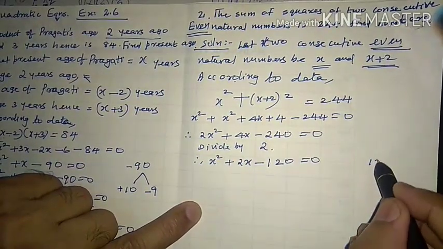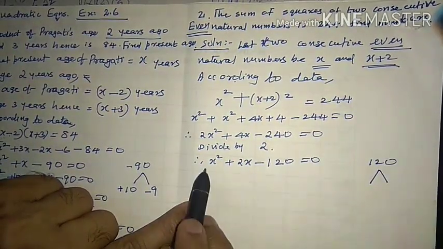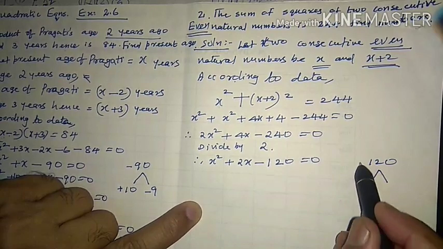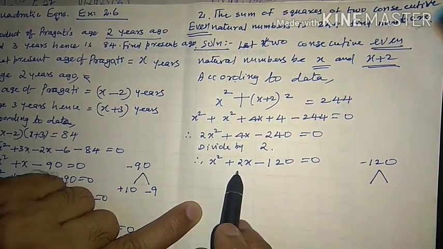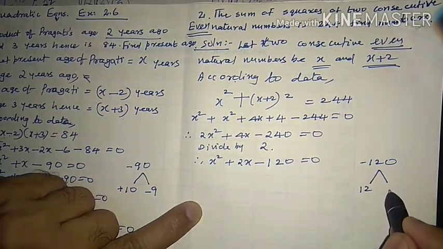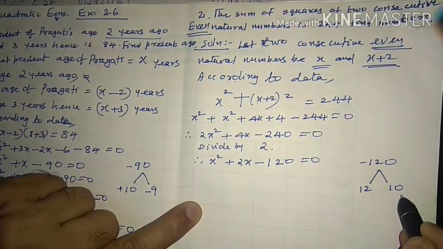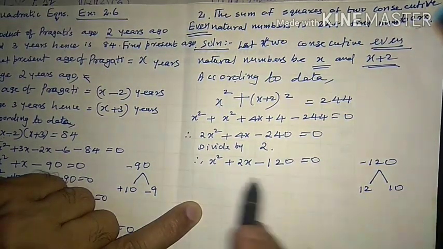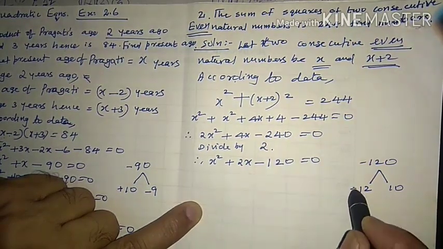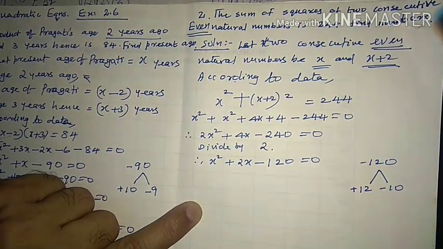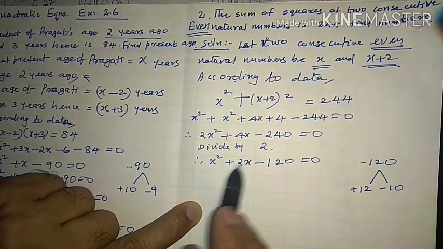Now we have to factorize 120. Product is 1 into minus 120, and the difference is plus 2. It's very clear: 12 and 10. 12 minus 10 is 2. So plus 12 and minus 10. Product is minus 120 only, and sum is equal to plus 2.